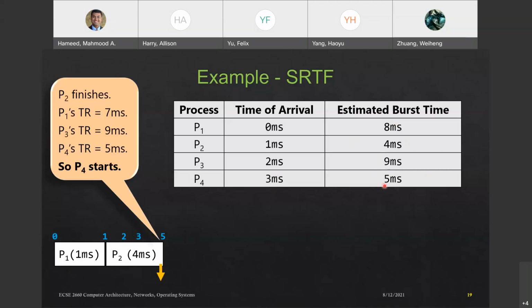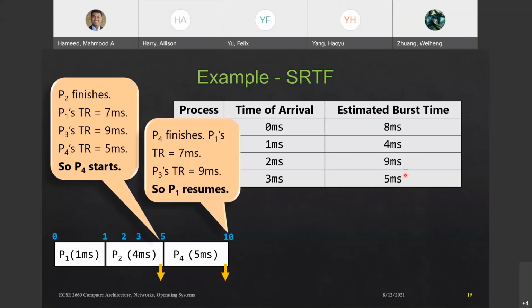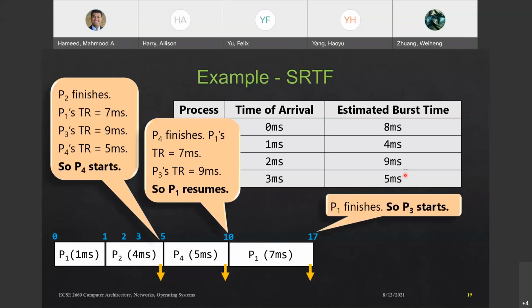So P4 starts, and there's no other process coming in. No need of preemption here. It is going to complete first. P4 will finish at 10 milliseconds. Then which one? P1, right? P1 gets it at the 10 millisecond mark, and it'll work for 7 milliseconds from then on. At 17 milliseconds, P1 will finish. And then the last one, P3 will start at 17 milliseconds, work for 9 milliseconds, and finish. At 26 milliseconds, P3 finishes.